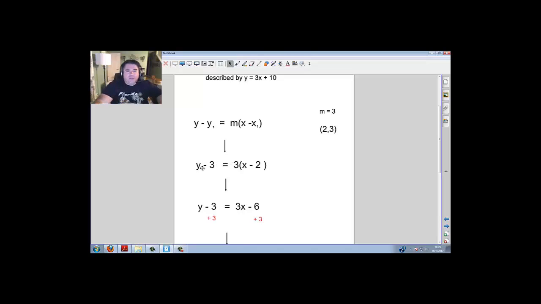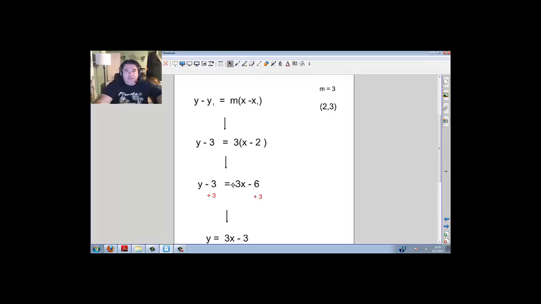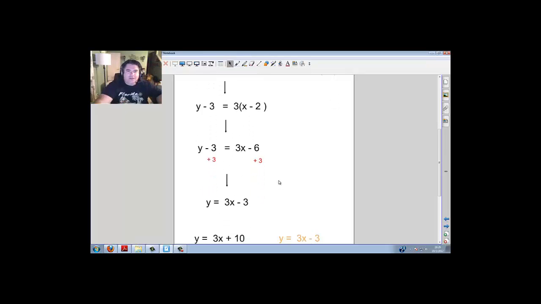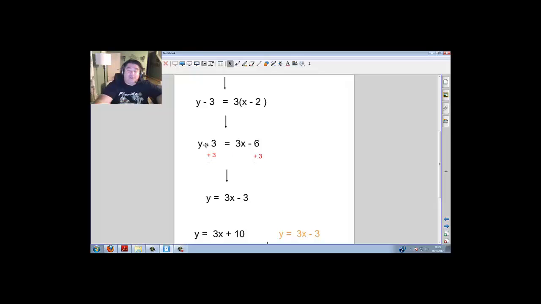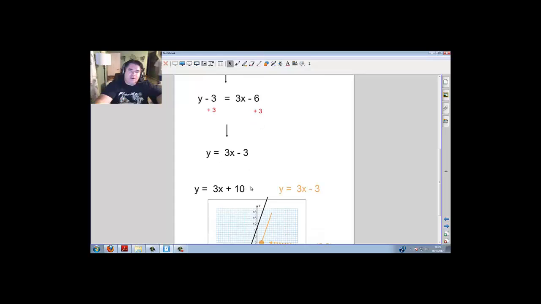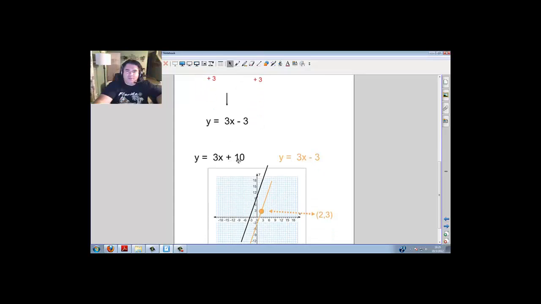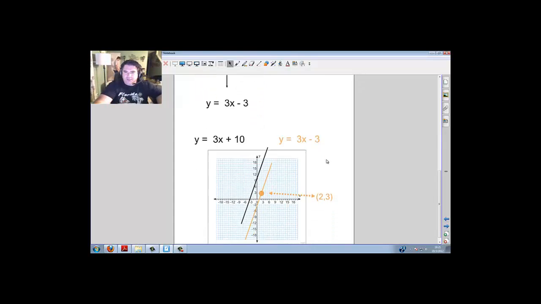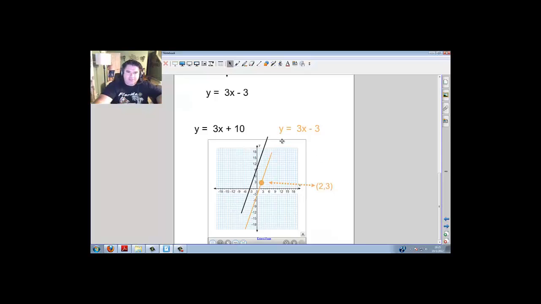So now I get y minus 3 equals 3 times x minus 2. Now 3 times x is 3x, 3 times negative 2 is negative 6. Now instead of minus 3, add 3. Add 3 to one side, add 3 to the other. I go ahead and do that, and I get y equals 3x minus 3. So now, if I put them together, y equals 3x plus 10 and y equals 3x minus 3, notice how they have the same slope, but this new one runs through 2 comma 3.